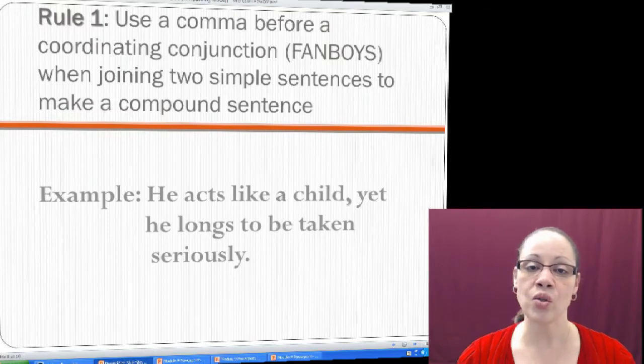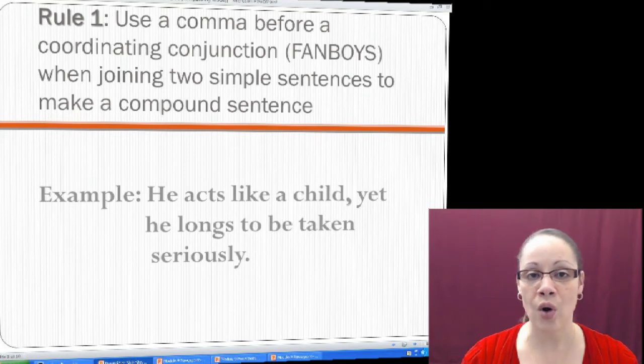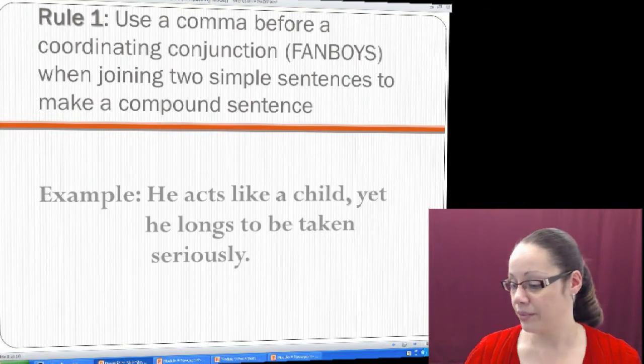We have these 2 simple sentences being joined by a coordinating conjunction, yet. Now, when we do add the conjunction yet, we have to put a comma before the coordinating conjunction. And again, a comma goes before that conjunction if the 2 phrases or clauses that are being joined together are independent clauses. So when you have 2 sentences being joined together by a conjunction, you have to put a comma before that conjunction.